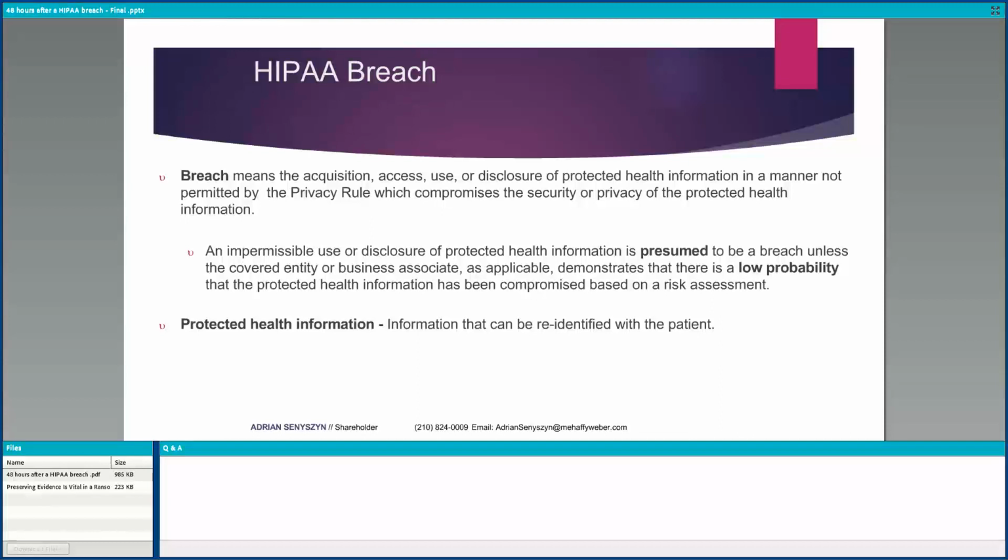Another key issue is the incident is presumed to be a breach unless the entity demonstrates a low probability of harm. So the burden of proof is placed on the entity with regard to an incident.